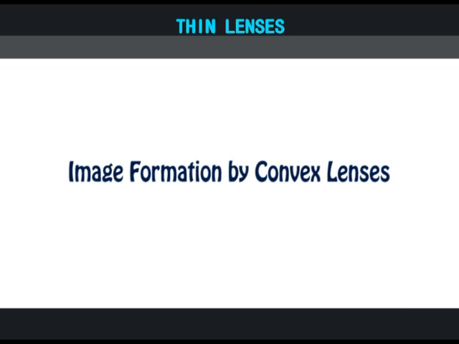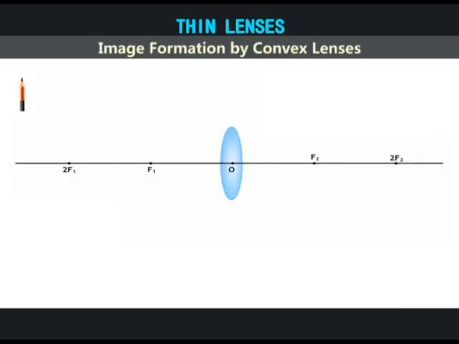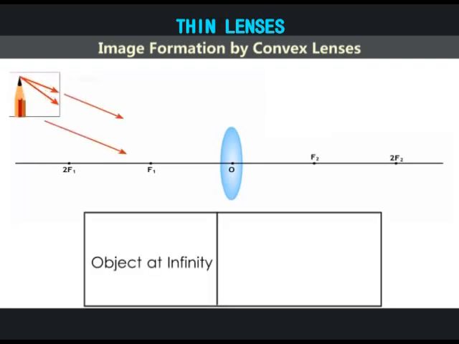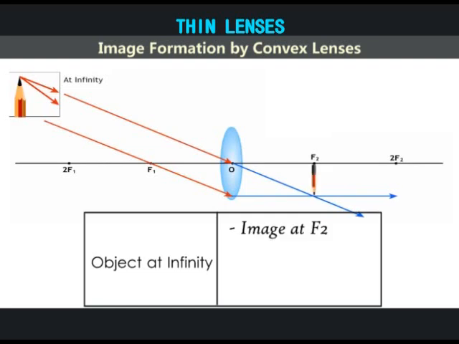And just like we did with curved mirrors, we draw two rays from the same point on the object, incident at different points on the lens, and find the point of intersection of the emergent rays. When an object is placed at infinity, the image is formed at f2. It is real, inverted, and highly diminished.